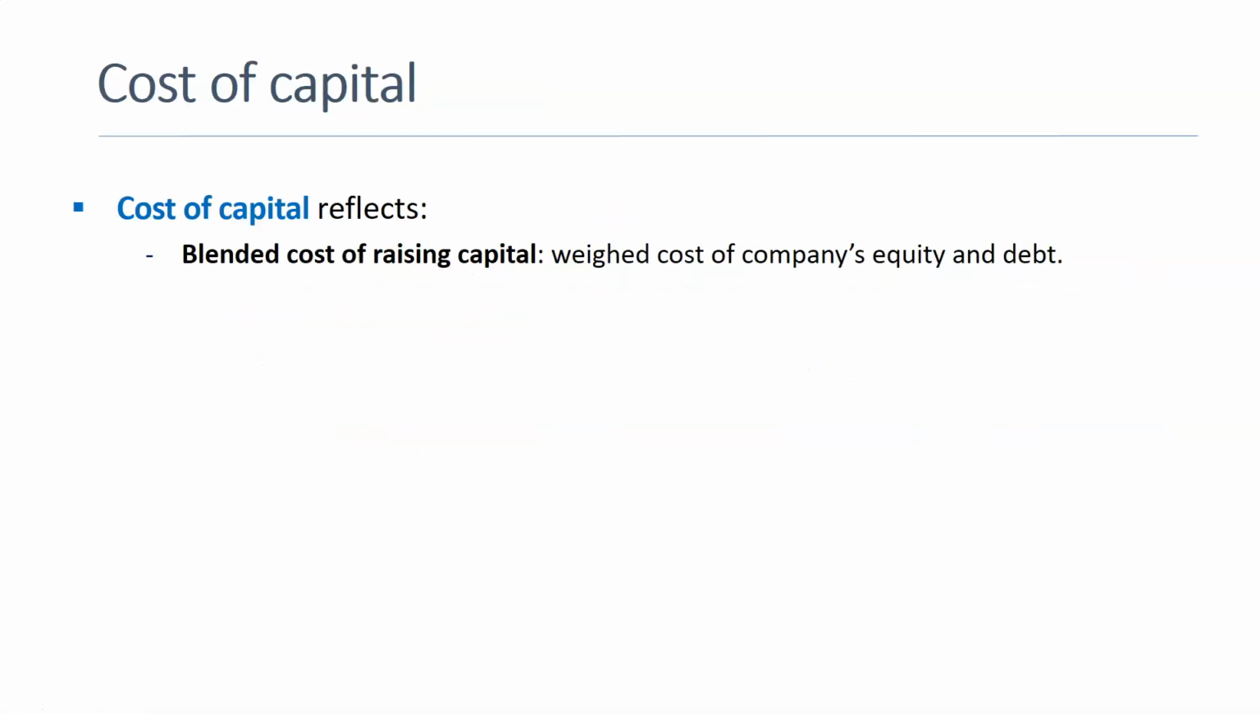Cost of capital. First of all, it reflects the blended cost of raising capital. As we've learned from the previous lesson, companies use a combination of debt and equity to finance its operations or for expansion purposes, and the overall cost of capital is derived as an average cost of all capital sources, weighted according to the company's capital structure. That is why cost of capital is the weighted rate of return that the company pays to providers of capital, share, bond, debenture holders, and other lenders. It's a weighted cost of company's equity and debt.